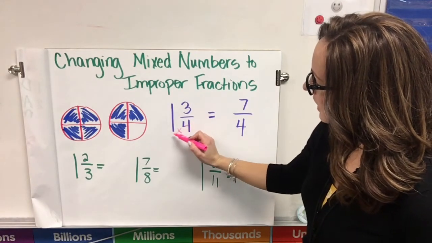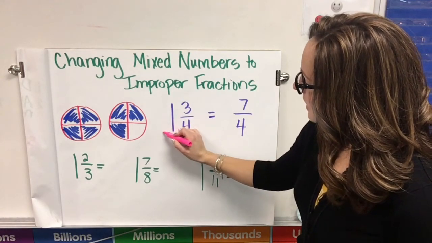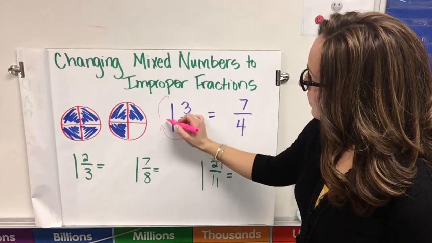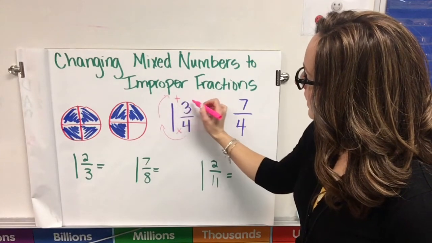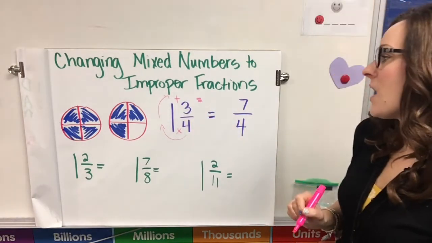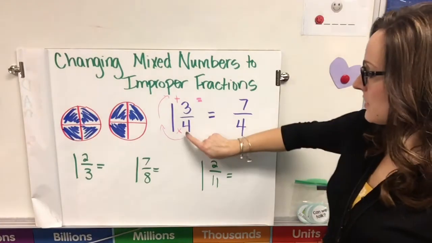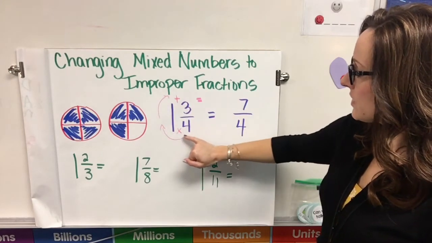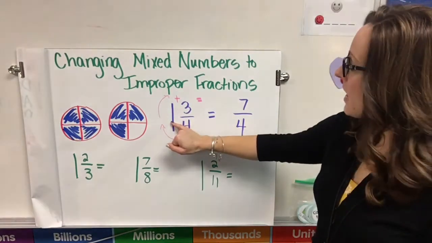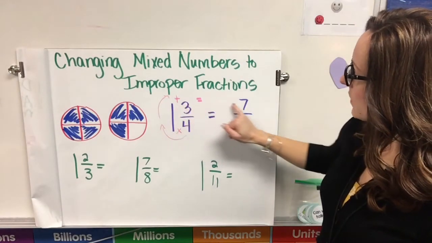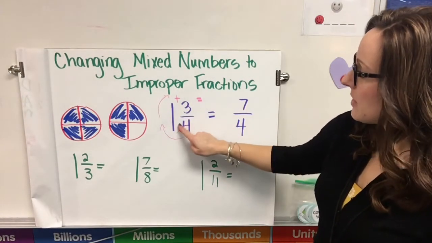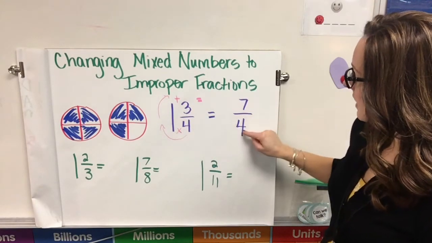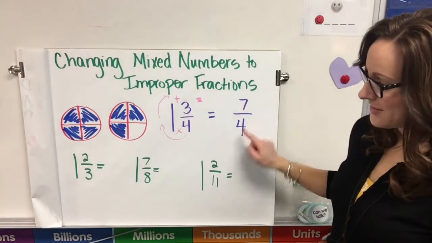So we take 4 times 1, and I like to think of this as a clock. We're moving clockwise. We're going to go 4 times 1, and then we're going to add when we get here, and that's going to give us our improper fraction. So what this means is 4 times 1 plus 3. Well, 4 times 1 is 4, and 4 plus 3 equals 7. You always keep the same denominator. So 4 times 1 plus 3 equals 7, and I still have 4 as my denominator.